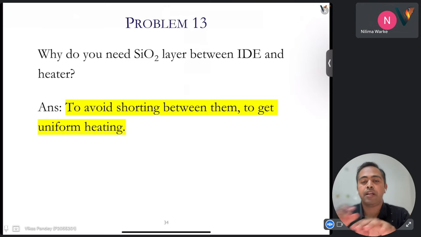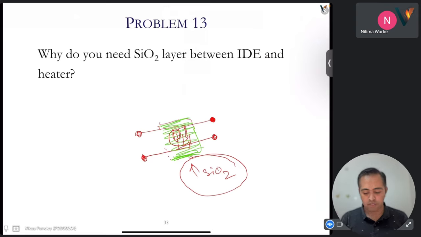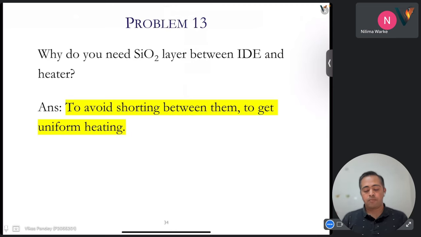To uniform heating, it will be able to dissipate the heat throughout the area. I think in question two also I discussed that. So this layer will lead to uniform heating of this area, as well as the primary objective is to separate, to insulate, so that there is no shorting. Whenever we are putting the analyte or the tissue, they will not lead to shorting of the heater, which is below, as well as the ID pattern will also short. That is why we are putting SiO2 layer, and sometimes silicon nitride and other things, but SiO2 is the most common one.